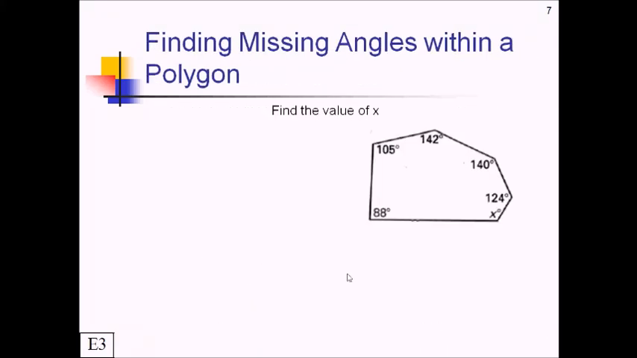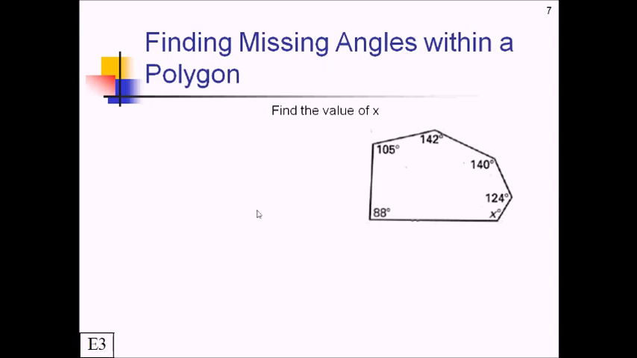On this next problem, they're giving us a big polygon here, and all the angles except for one have been given to us. We want to find that missing angle. So how would we do this? Pause the video and see if you can figure out a strategy for tackling this one. All right, let's see if we came up with something similar.